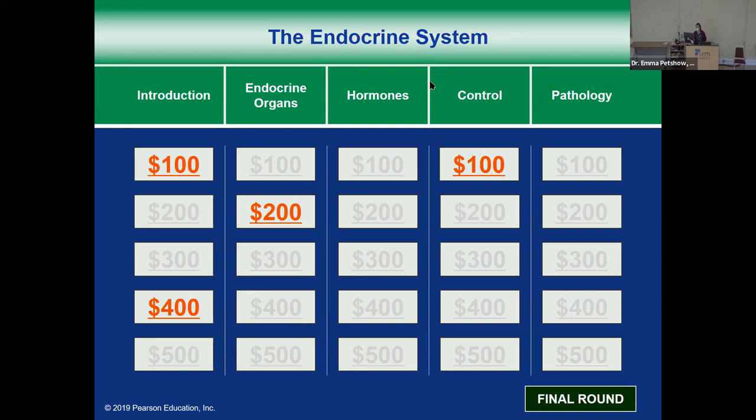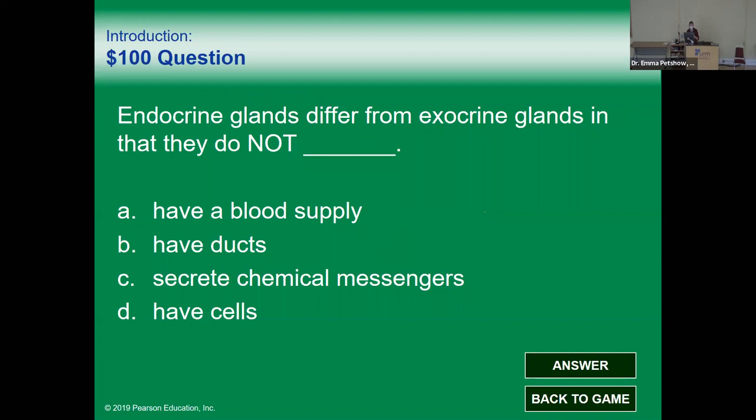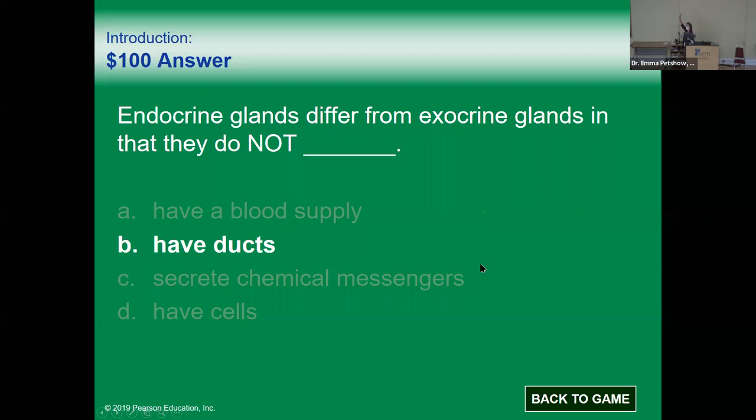Control or introduction? Endocrine glands differ from exocrine in that they do not have a blood supply, have ducts, secrete chemical messengers, or have cells. Please don't choose that. Thank you. Have ducts, yes, exocrine glands have ducts, right? They release stuff through ducts, quack, quack. And endocrine glands do not. They all have cells, so thank you for getting that right.